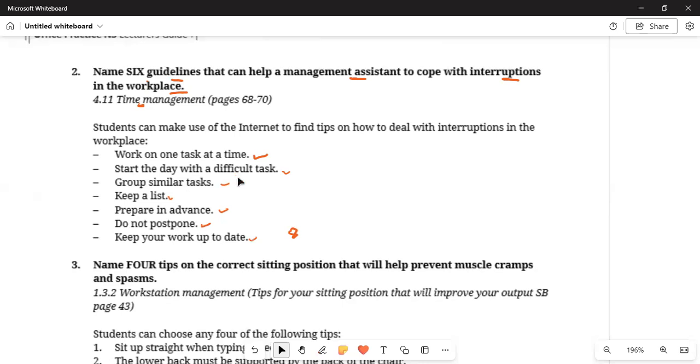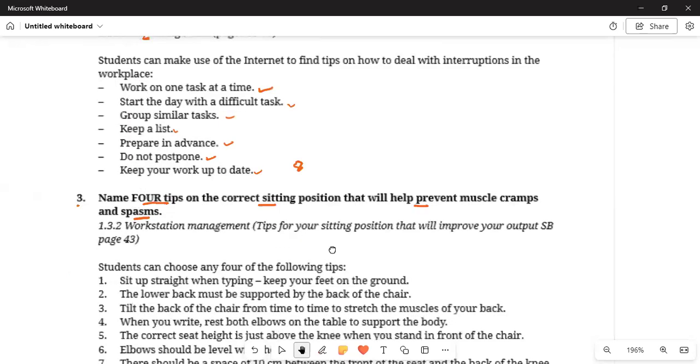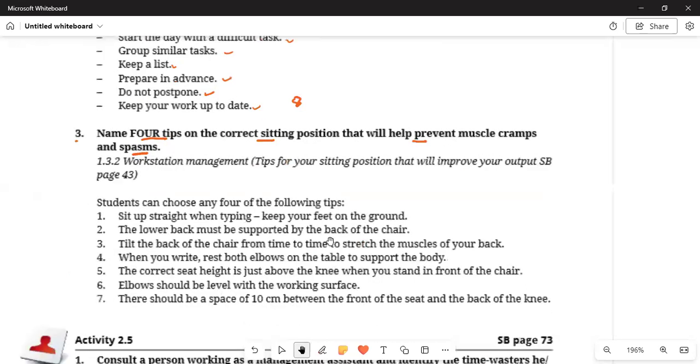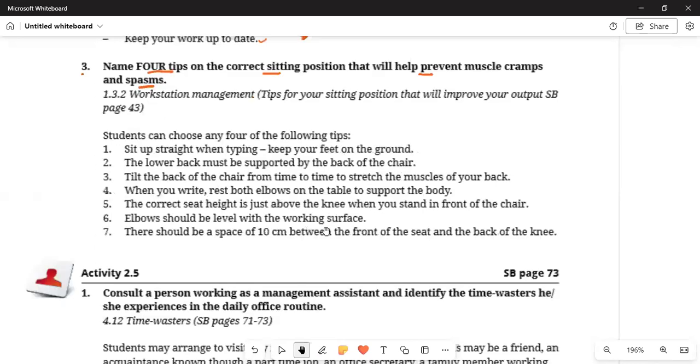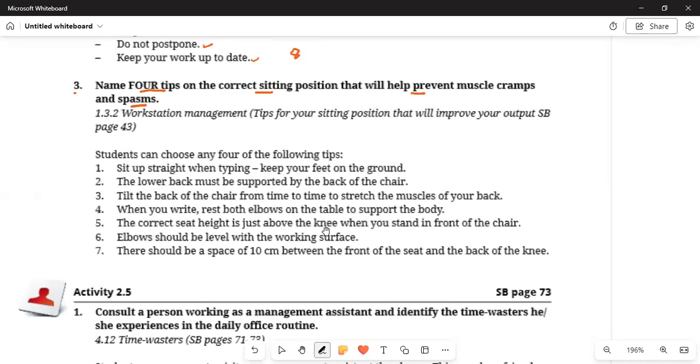If we are going again to the action, which is number 3, they say name 4 tips on the correct sitting position that will help you to prevent muscle cramps and spasms in a workplace. So remember that if you are a management assistant, you spend hours sitting at the chair, and sometimes you'll be exposed to cramps. So there is a correct sitting posture that we must adhere to.